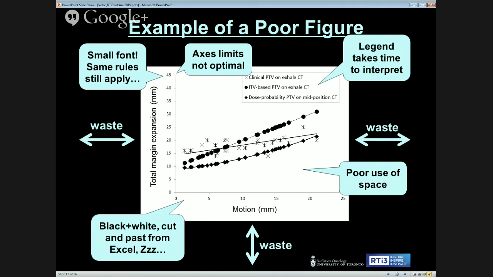So small font, the same rules apply. The axes, I agree that they could have been optimized better. I totally agree with the legend. So legends work well in papers. In terms of a talk, I think you could do even better. Poor use of space in the graph, and also the size of the graph relative to the background slide as well. And I think this graph just looks boring. It looks like it was cut and pasted straight from Excel.